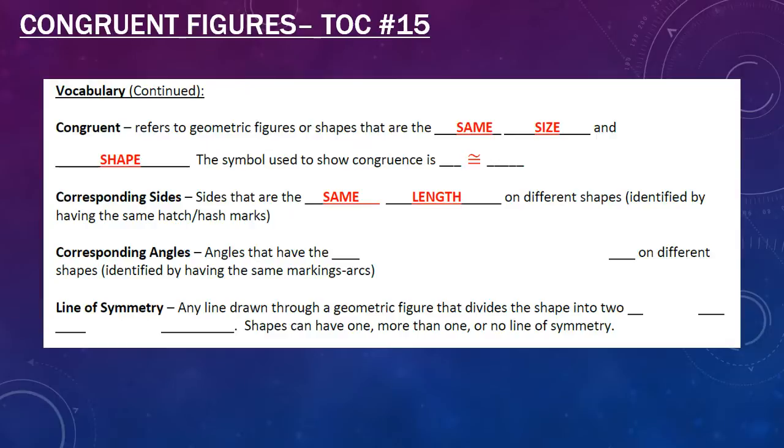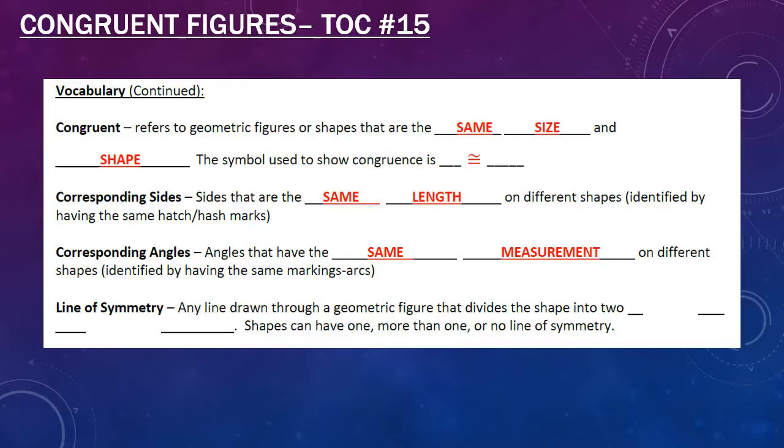Just like that, we also have corresponding angles, which are angles that have the same measurement. Remember, we use those little degree symbols, those little tiny circles, to show measurement on angles, and they're on different shapes. And we use arcs to show that they have the same measurement. I'll show you what those look like in just a minute.